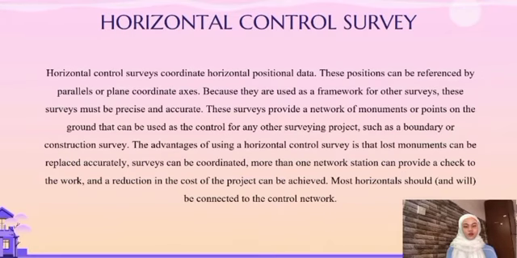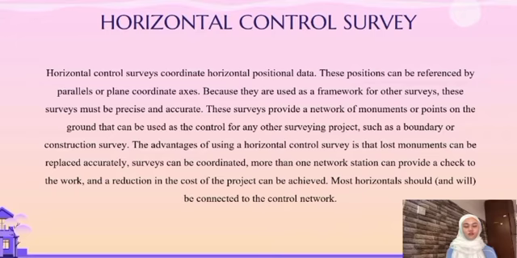Horizontal control survey. Horizontal control survey coordinates horizontal positional data. This position can be referenced by parallel or plane coordinate axes. Because they are used as a framework for other surveys, these surveys must be precise and accurate. These surveys provide a network of monuments or points on the ground that can be used as a control for any other surveying project, such as a boundary or construction survey.